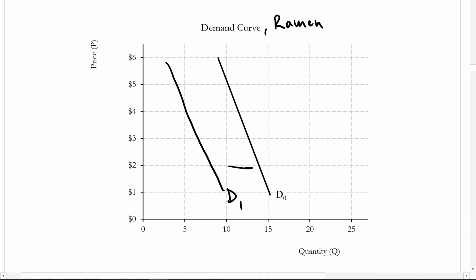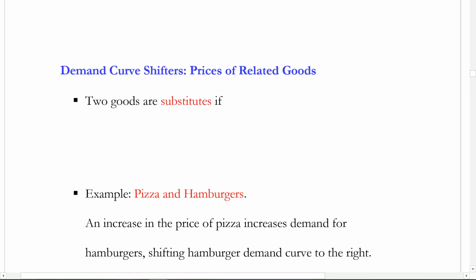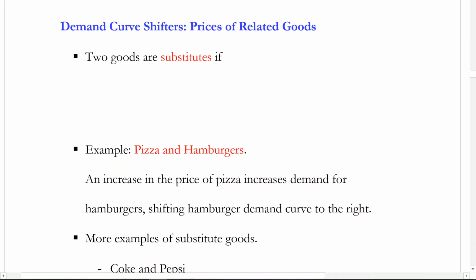So D1, demand shifts to the left. Okay, moving to the next: the prices of related goods. Here we also have two cases, substitutes and complements.